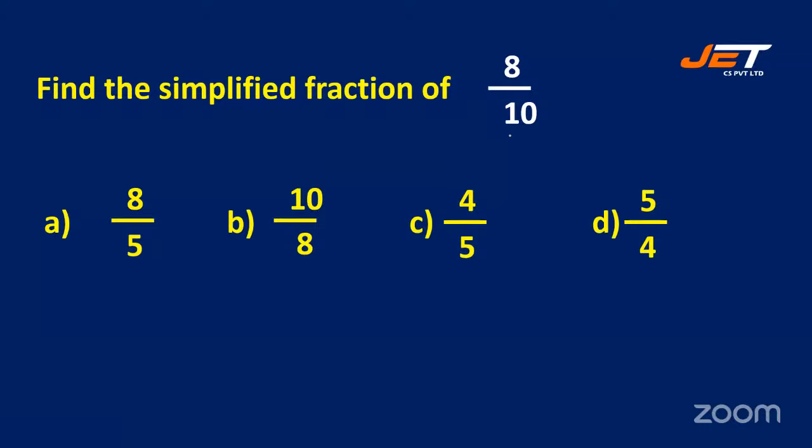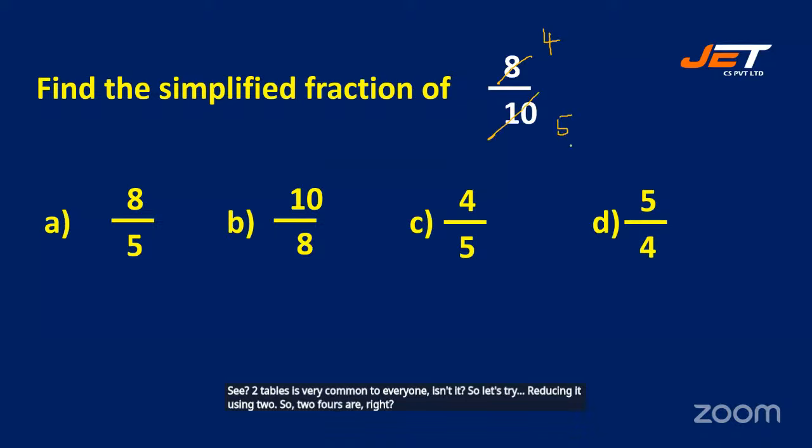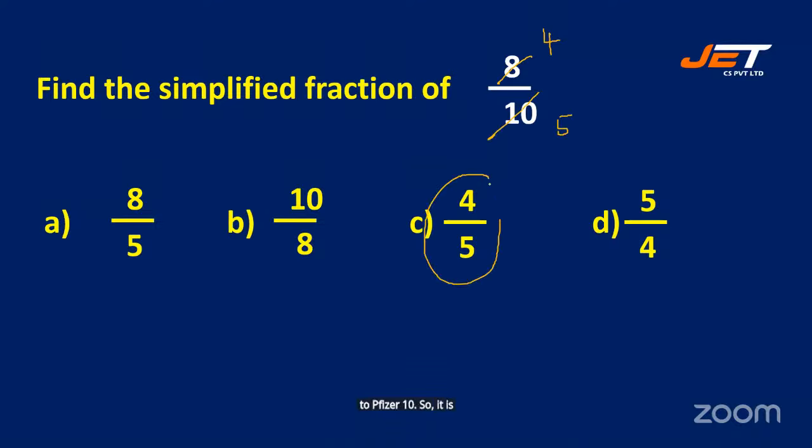Right. So how can you simplify this, being the first question? Let me do it for you all. See, the 2 table is very common to everyone, isn't it? So let's try reducing it using 2. So 2 fours are 8, 2 fives are 10. So it is 4 by 5. Option 3 is the correct answer.